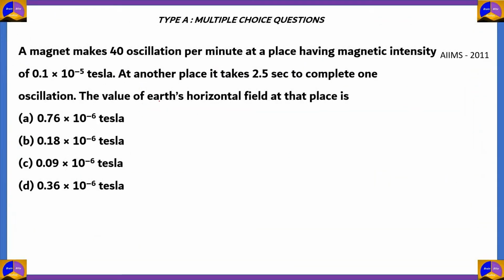Next question. A magnet makes 40 oscillations per minute at a place having magnetic intensity of 0.1 × 10^-5 Tesla. In another place, it takes 2.5 seconds to complete one oscillation. So we have two different values. The value of the Earth's horizontal field at that place is. So how do we solve this question?